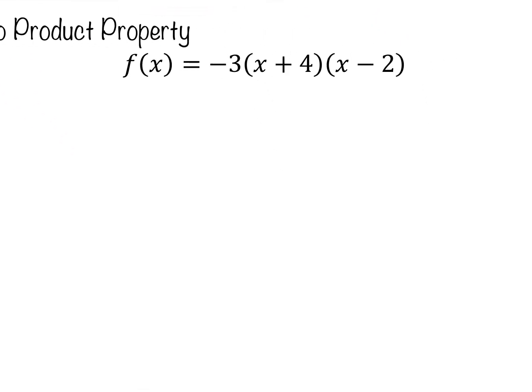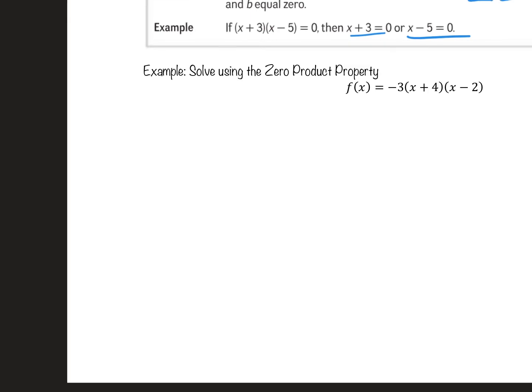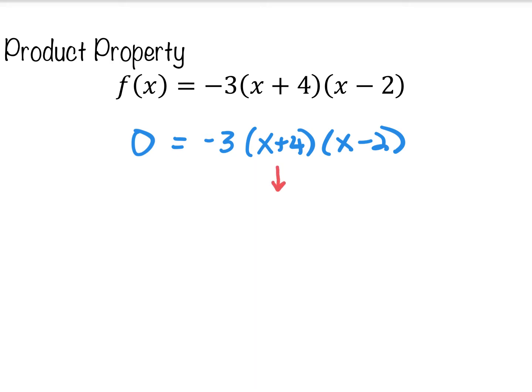So in this example below, let's practice using the zero product property. First of all, we're going to want to find the zeros. So let's set this equal to 0. Now, if we know this is equal to 0, then we can use the zero product property. We only care about the factors that have an x value. So this negative 3, we're not going to set that equal to 0. This factor has an x value.